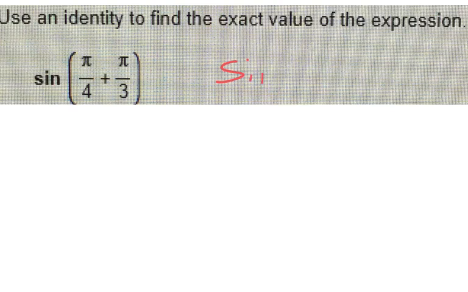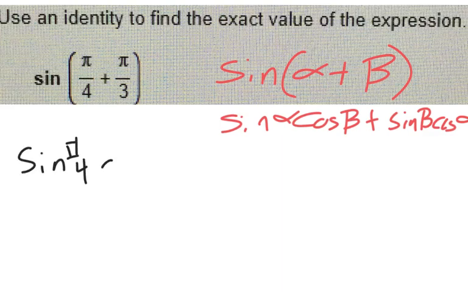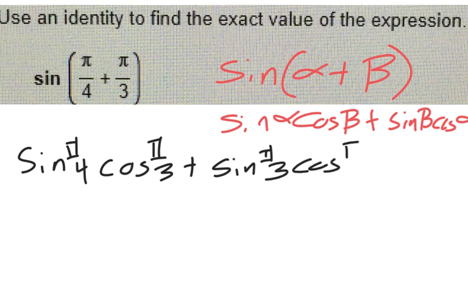So you get sine of pi over 4 plus pi over 3. So this is the sum of angles formula. So this is like sine of alpha plus beta. We can rewrite it as sine of alpha cosine of beta plus sine of beta cosine of alpha. So for us here, that's going to be sine of pi over 4 times cosine of pi over 3 plus sine of pi over 3 times cosine of pi over 4.